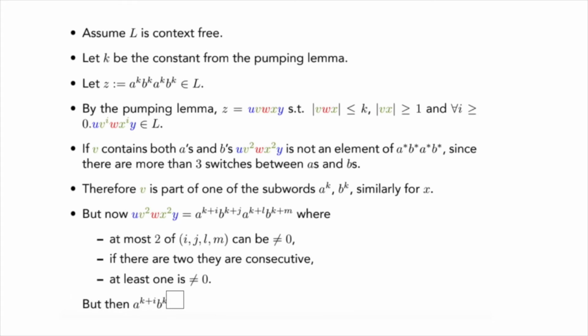Therefore, a to the k plus i, b to the k plus j, a to the k plus l, b to the k plus m is not a word in the language. This is a contradiction, because if this language was context-free, pumping this word would give you another word that is also in this language. So our initial assumption must have been wrong. This language L is in fact not context-free. So using the pumping lemma, we've proved by contradiction that this language is not context-free.